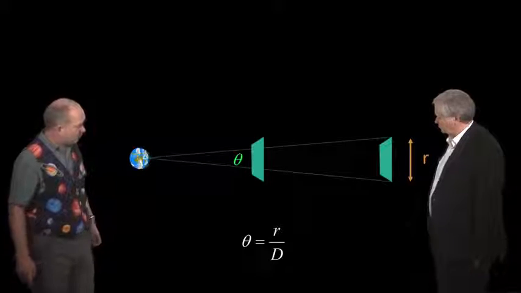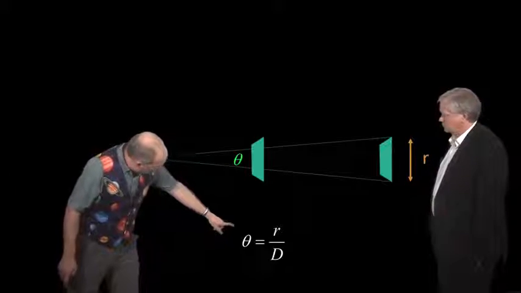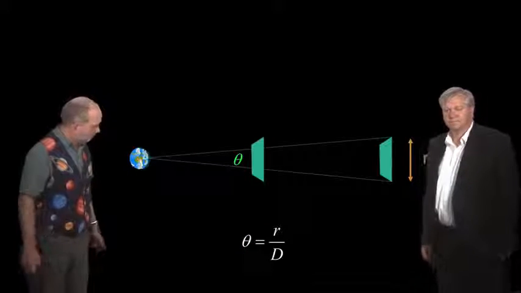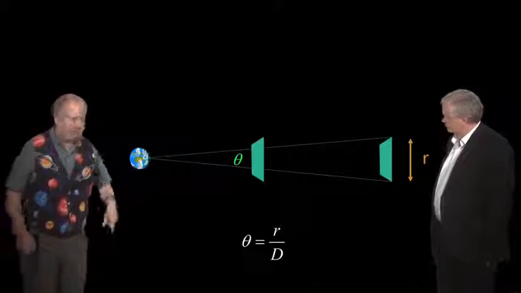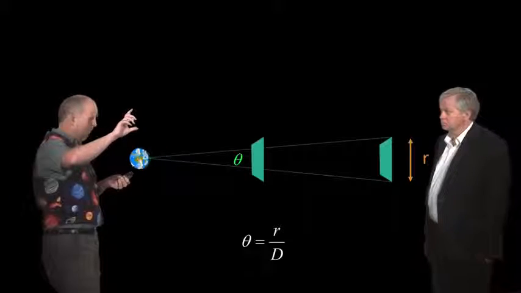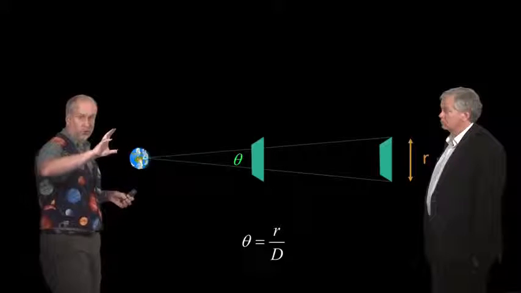So if you remember, we've talked many times in this course about how the angle, when it's small, is roughly given by the length divided by the distance, r over d. So if d is twice as big, the angle is only half as big. But that's linear angle. What you really care about is actually something we haven't talked about before called solid angle.